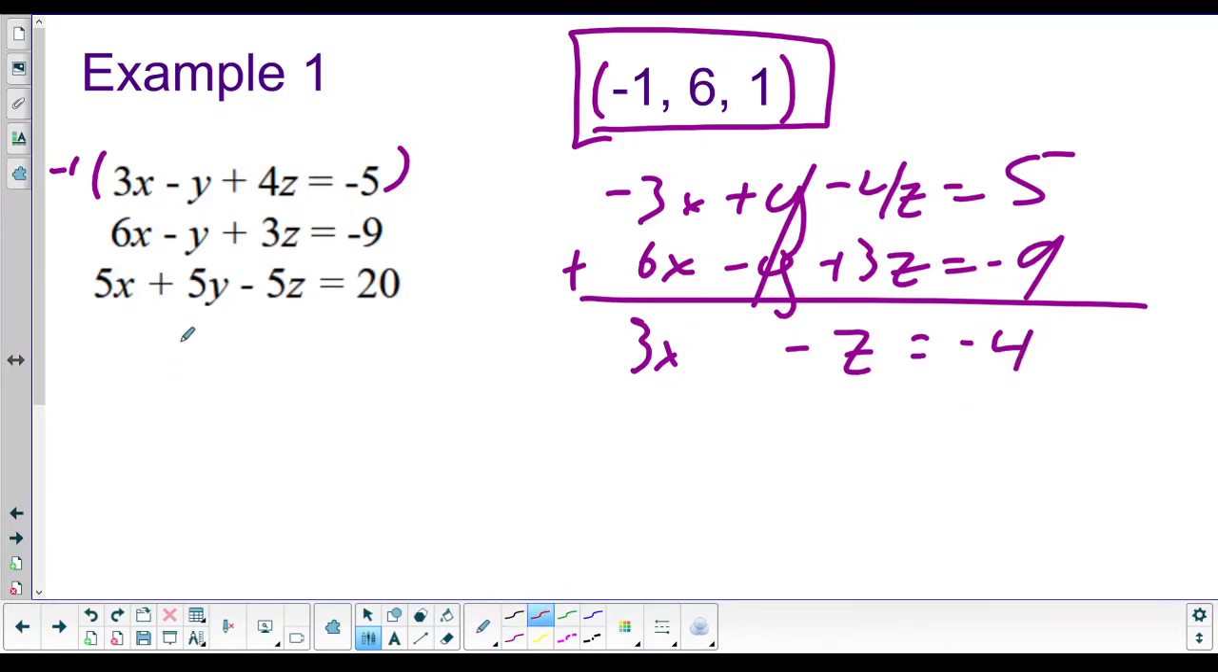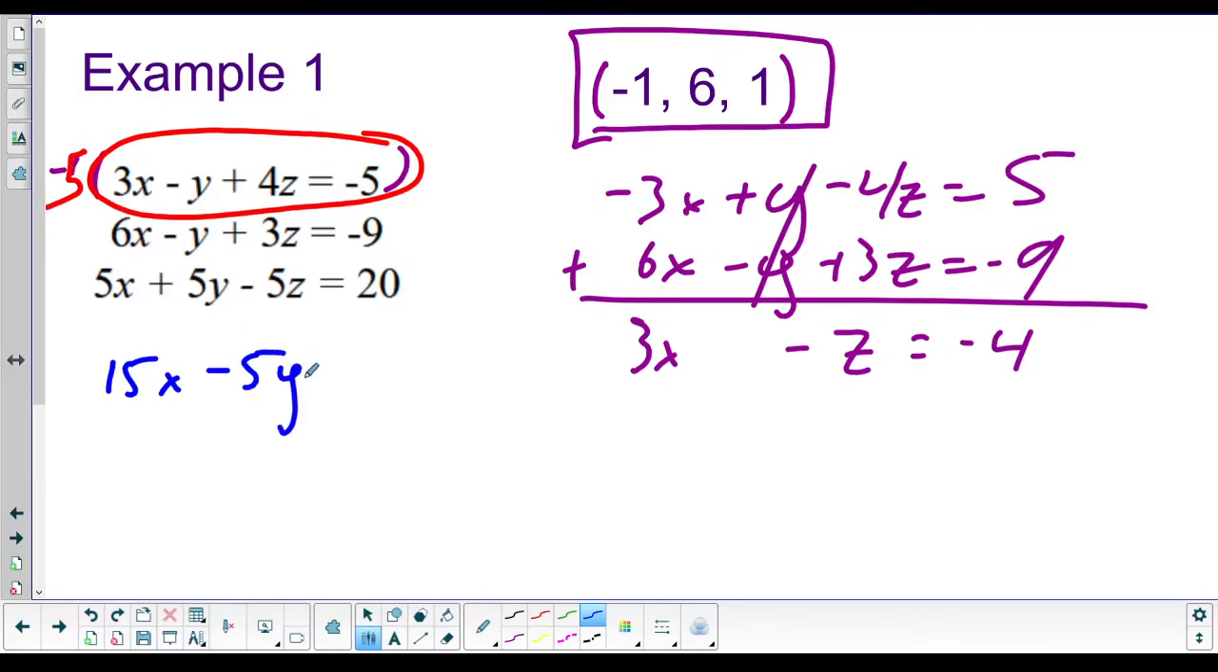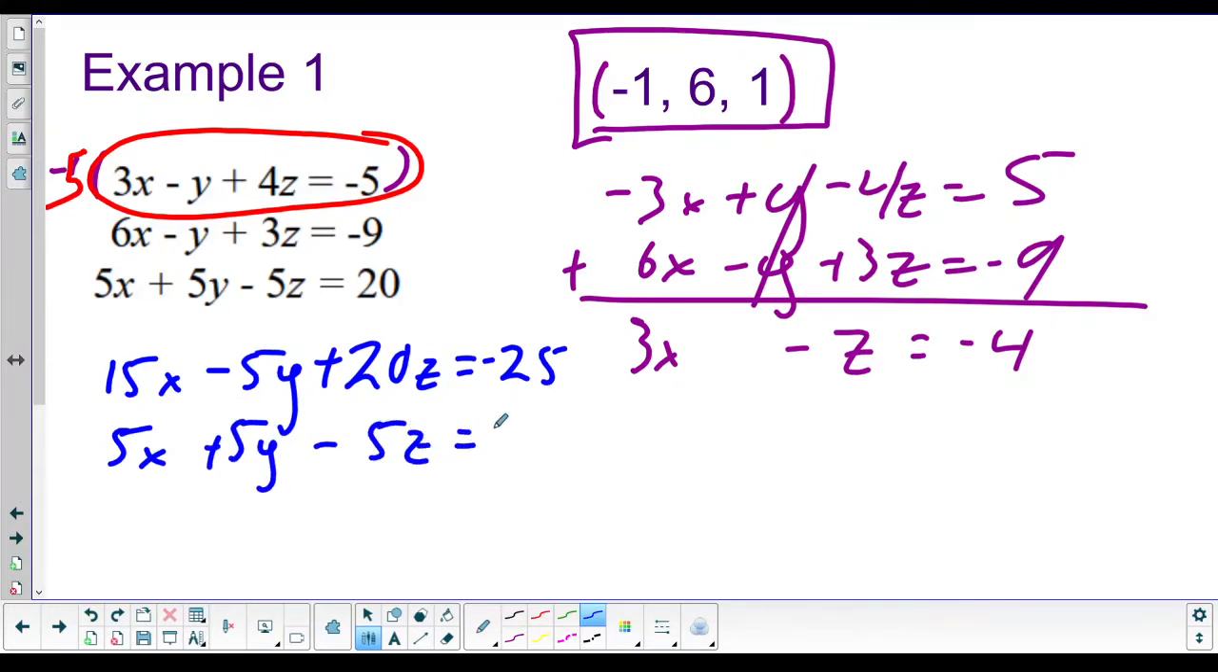Okay, now we need to cancel y's using 2 different equations. We've used equation 1 and equation 2. Now we have to use equation 3, and it doesn't matter which of these, we just have to pick a new set. So this one has smaller numbers. So I'm going to multiply this top one by 5 and then add it to this one. So let's do that down here. So 5 times 3 is 15x minus 5y plus 20z equals -25. Then I'm going to just copy the bottom one. 5x plus 5y minus 5z equals 20.